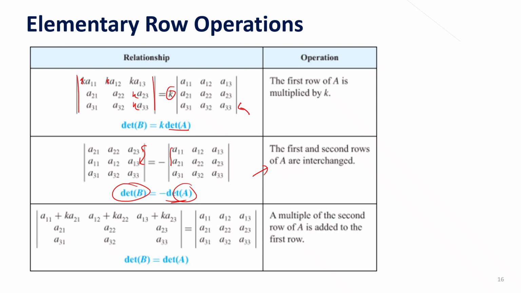And then this one, a multiple of the second row of A is added to the first row. So this one, K multiplied by A21 plus K multiplied by A22, K multiplied by A23. The determinant is still the same. Based on this theorem, we will use it to do several elementary row operations so that it is easier to calculate the determinant of a matrix.